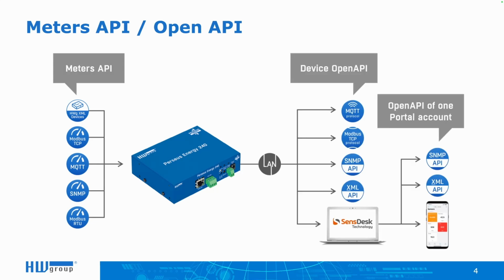The OpenAPI is the other side, it's for output. This is where Perseus offers its measured and processed values for use by other systems, like HW Group applications or third-party software. It allows for easy integration with your higher-level systems such as SCADA. Multiple protocols are supported, including SNMP, XML, HTTP, Modbus TCP, and MQTT. Finally, the SenseDesk portal has its own API, which you can use to connect your Perseus device to HWG Monitor app.